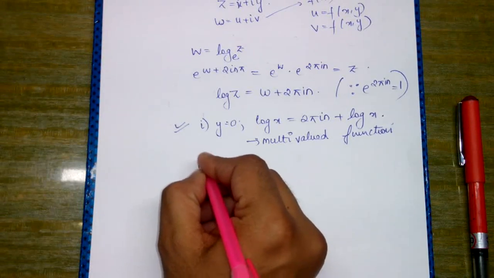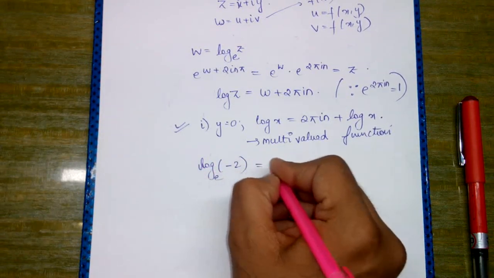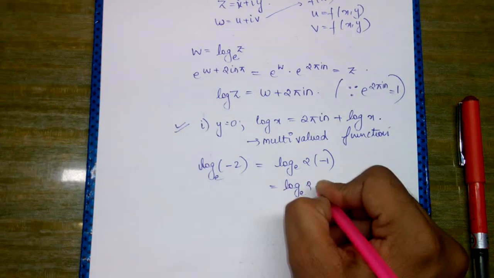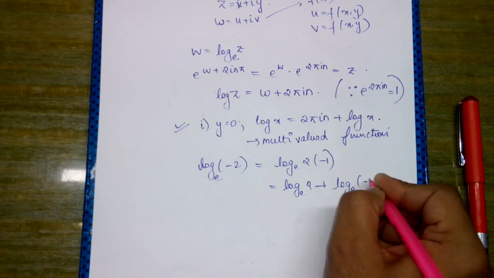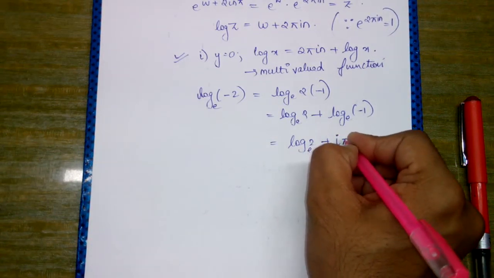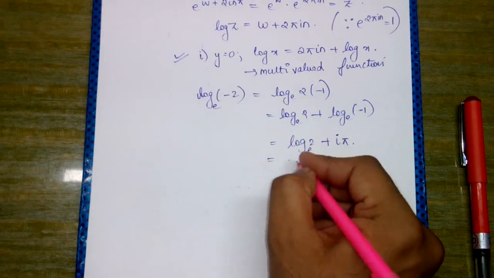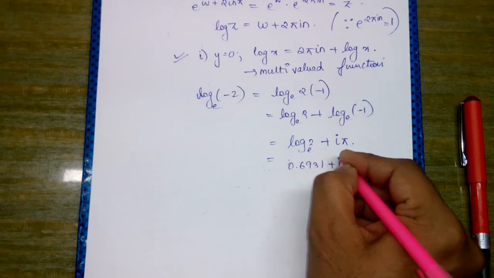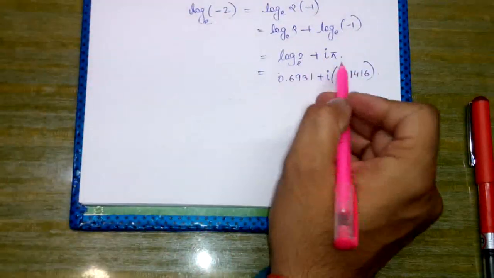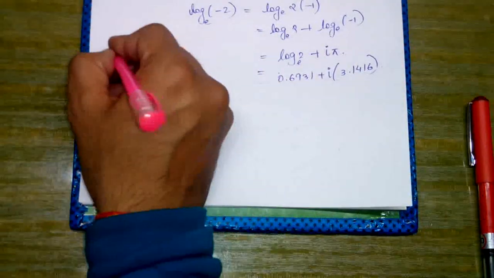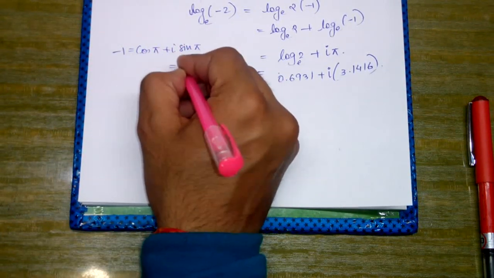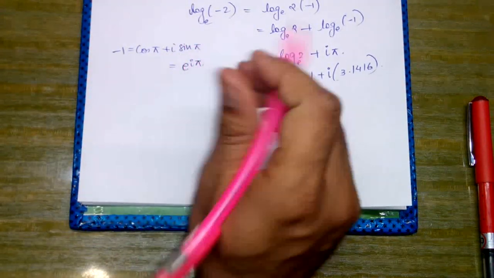If we wish to write down the logarithm of a negative quantity, for example log of 2 into minus 1, this can be log 2 plus log e to the base of minus 1. Then this is log 2 plus i pi. So this comes out to be log 2, which is simply 0.6931, plus i times 3.1416. This is how we can write down the logarithm of negative values. Since minus 1 can be written as cos pi plus i sin pi, or simply e to the power i pi, if we put pi in place of theta we will get minus 1 here.